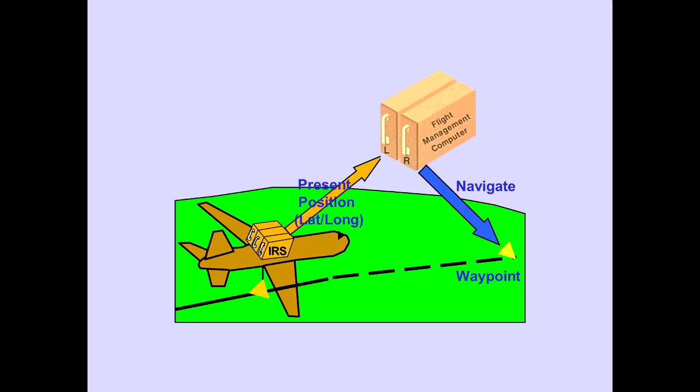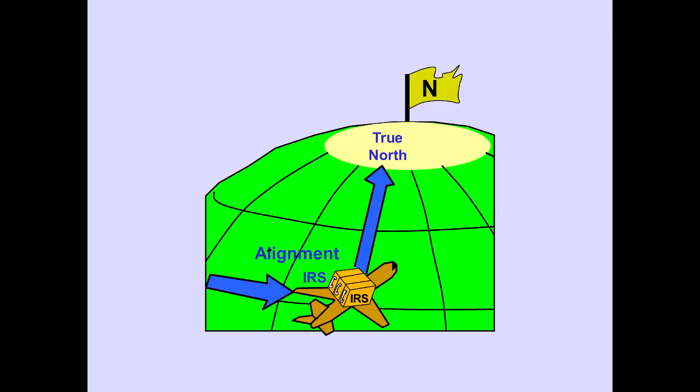Flight management computers use the position information for navigating to the flight plan waypoints. The flight management computer position is covered in the Flight Management System Introduction module. The IRS must be aligned before it can be used. Alignment refers to the process the IRS goes through to determine the airplane's relationship to true north.